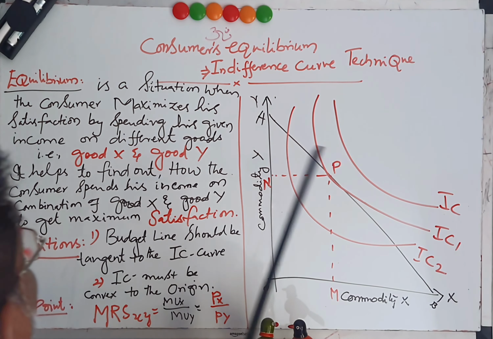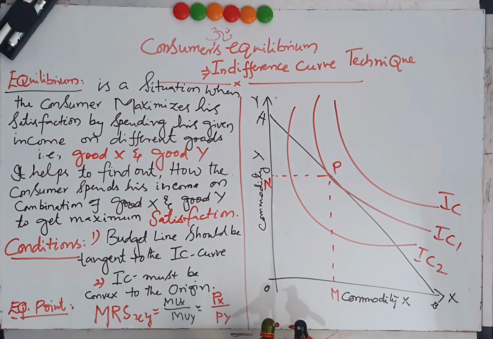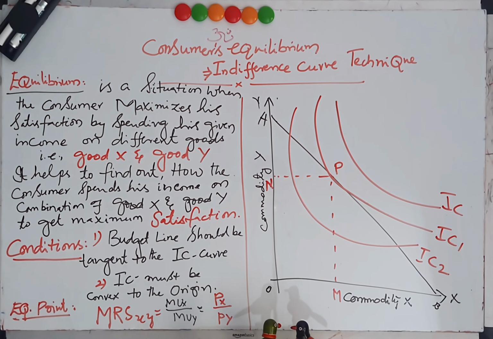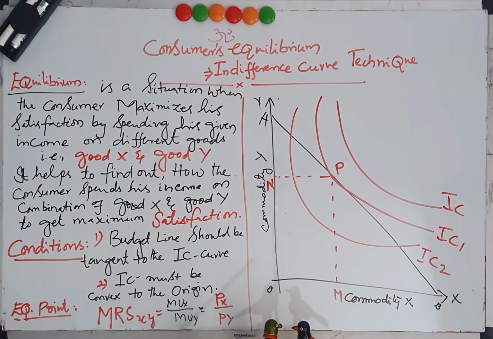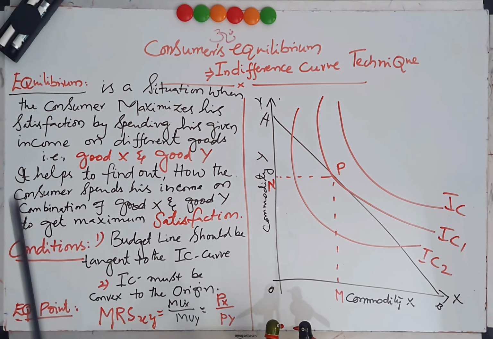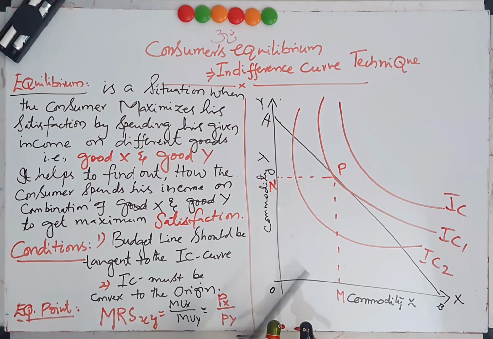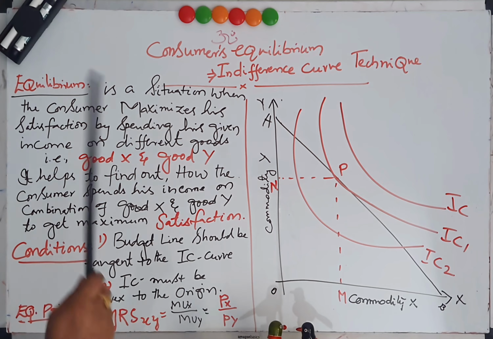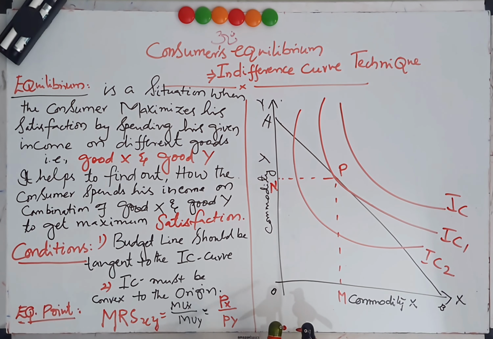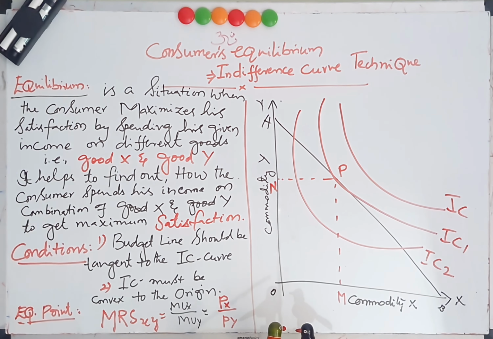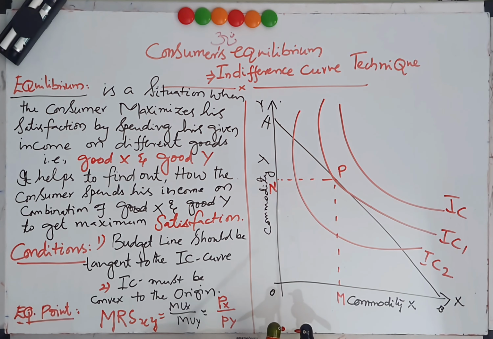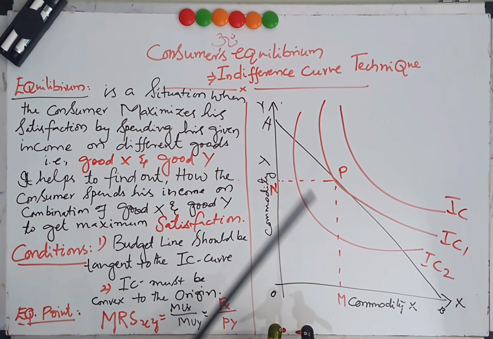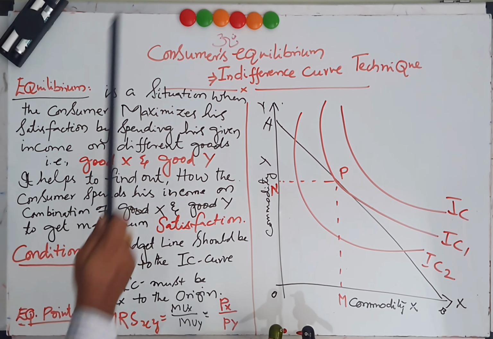Today's topic is consumer's equilibrium with the indifference curve technique. What is equilibrium? It is the point where the consumer gets maximum satisfaction. The consumer purchases different combinations of goods with his given income, and the point where he gets maximum satisfaction can be termed consumer's equilibrium.